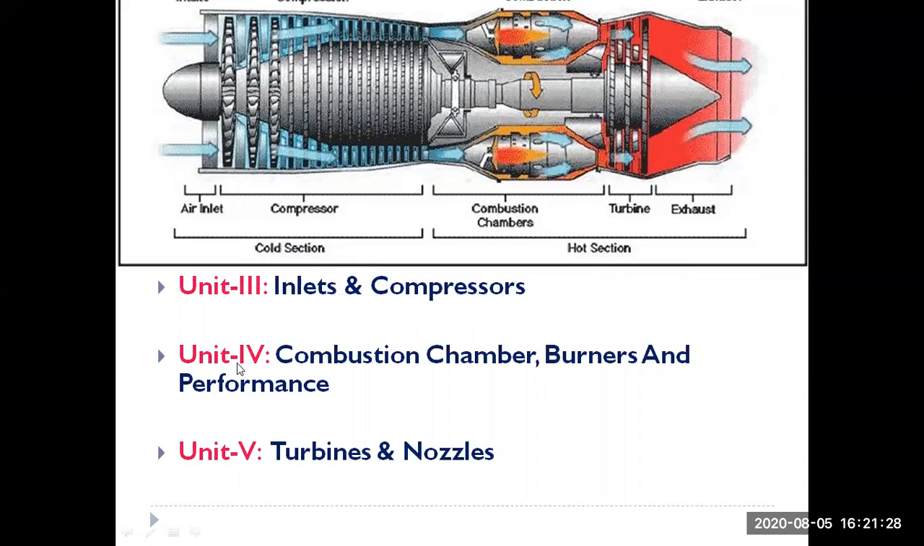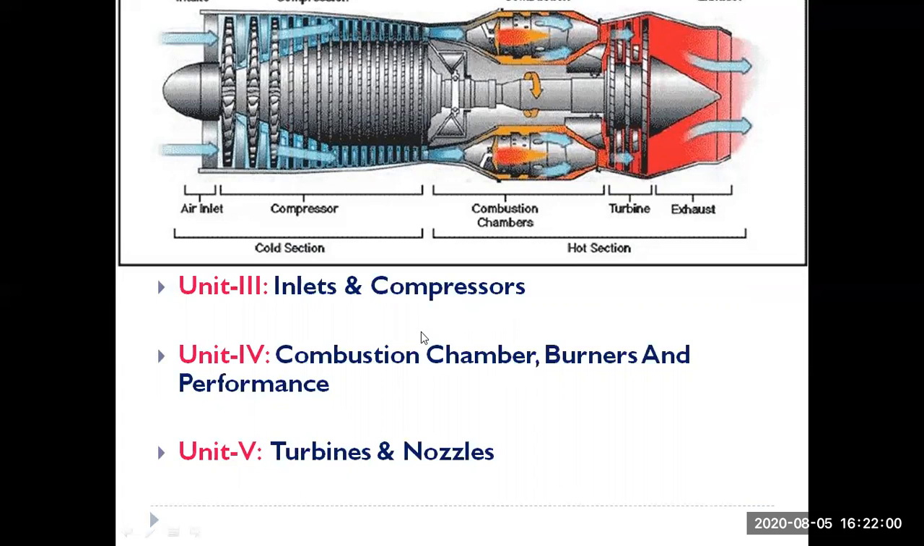And next, Unit 4: combustion chamber, burners and its performance. The next part after compressor is the combustion chamber. So in Unit 4 you are going to learn about the combustion chamber and its working, performance, everything. Next, Unit 5, you are going to deal with turbines and nozzle. After the combustion chamber, the next two parts are turbine and exhaust nozzle. So in Unit 5, you are going to learn about turbines and nozzle.